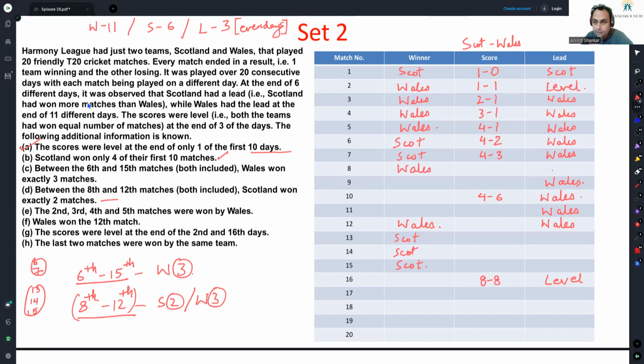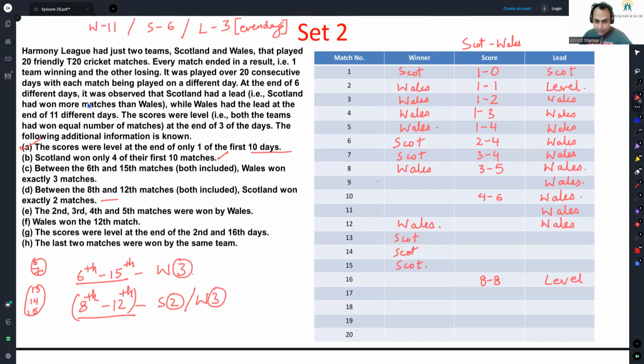So score line here. Okay, I have made a terrible, terrible mistake. I have recorded the data in reverse order. 1, 2, 1, 3, 1, 4, 2, 4, 3, 4. And now the score line would be 3, 5. And Wales has the lead. Wales has the lead. Okay. Wonderfully well done.